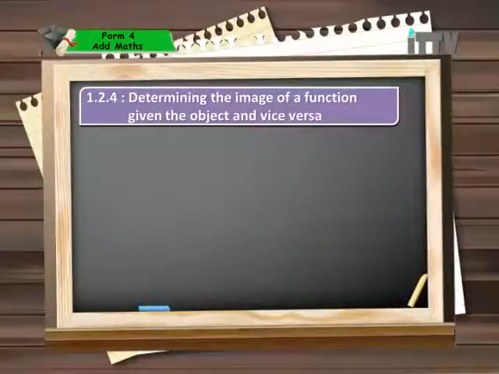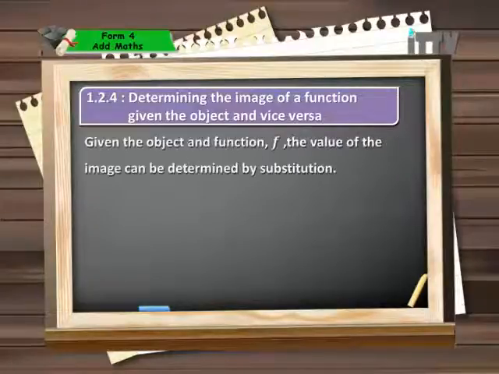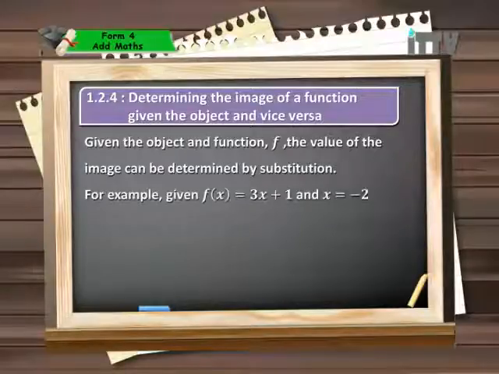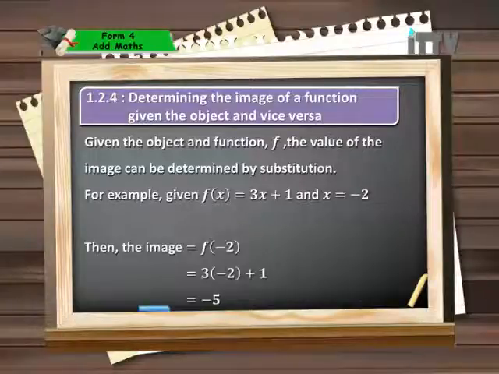Determining the image of a function given the object and vice versa. Given the object and function f, the value of the image can be determined by substitution. For example, given that the function f of x is equal to 3x plus 1 and x is equal to negative 2, then the image would be f of negative 2.